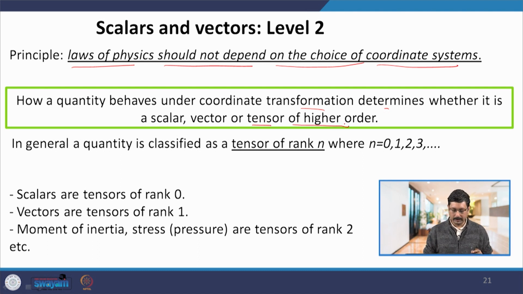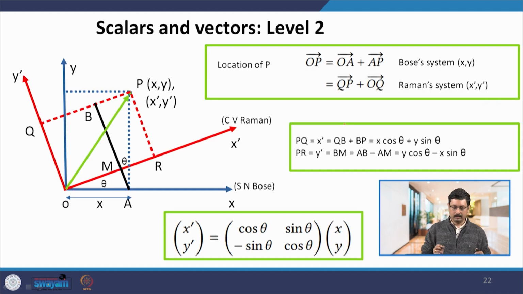Now, what do I mean by all these things? So, let us illustrate these concepts through an example. Suppose there are two friends S.N. Bose and C.V. Raman, and they are trying to locate a point P, could be the location of a house. So, they are standing at the point O and they want to know the location of point P from O.